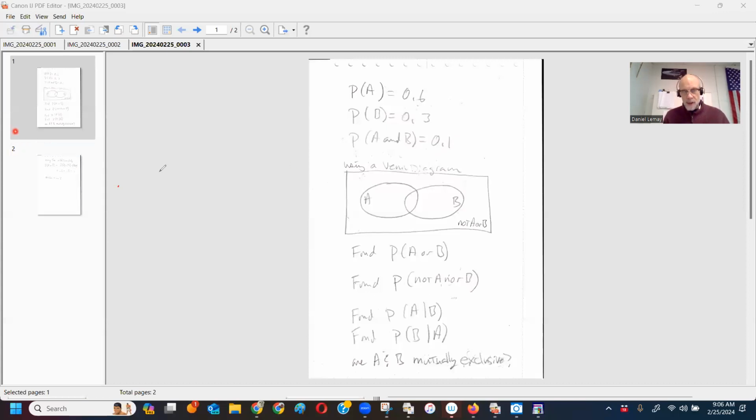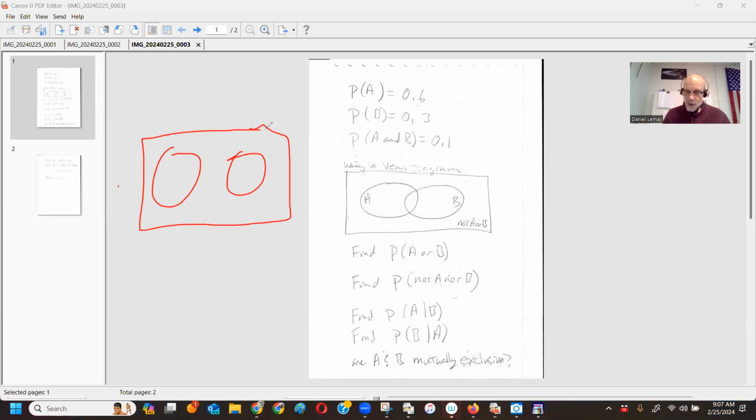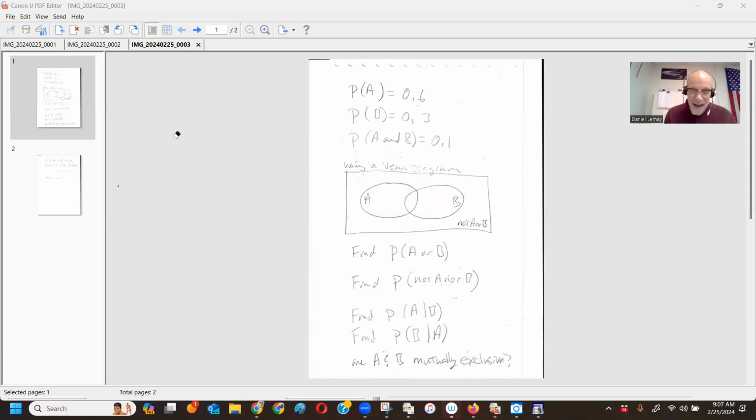If they were mutually exclusive and they couldn't happen at the same time, the Venn diagram would look like this. There's no overlap for the two events or three events or however many you have. Okay. I'll let you look at the exam and see if you can figure it out.